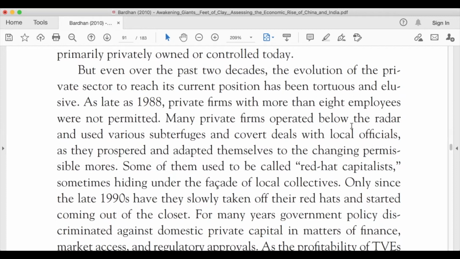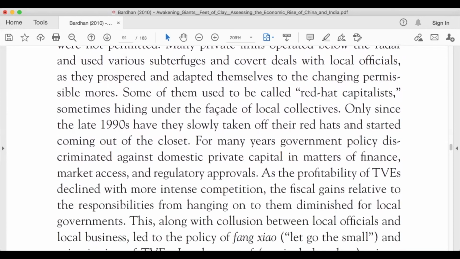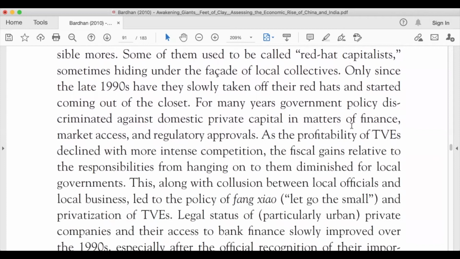Only since the late 1990s have they slowly taken off their red hats and started coming out of the closet. For many years, government policy discriminated against private capital in matters of finance, market access, and regulatory approvals. As the profitability of TVEs, which stand for Town and Village Enterprises that were organized by the Communist Party, declined with more intense competition, the fiscal gains relative to the responsibilities from hanging on to them diminished for local governments.